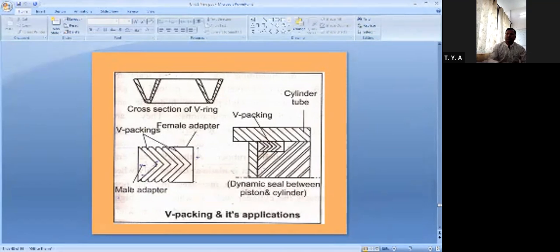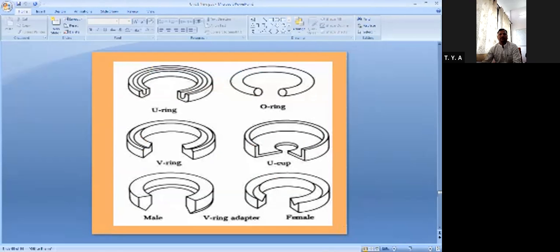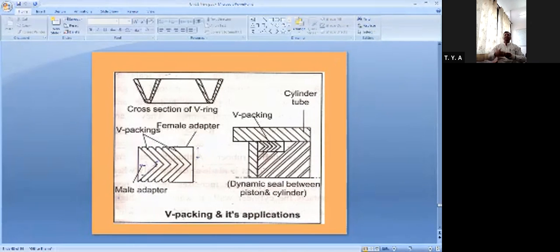Let us discuss another one, that is the V packing. If you cut that ring of the V ring seal, then it's a cross section of that seal. You will get a V shape like this. You can see the V here. Due to that, the V ring seal is named.